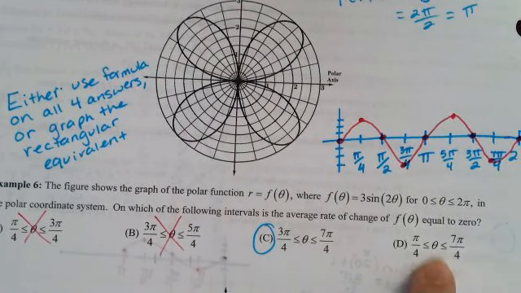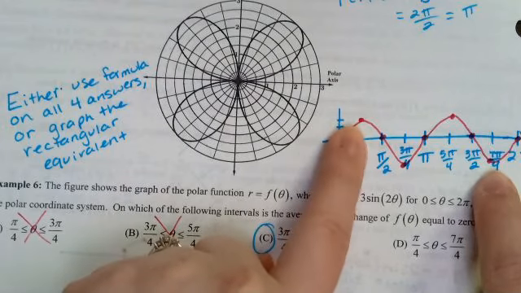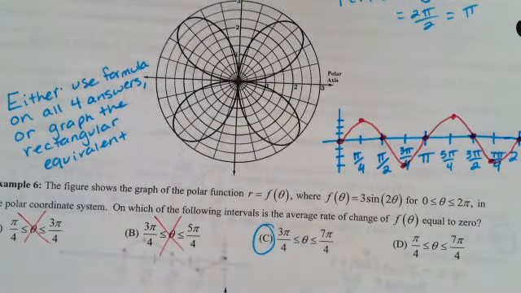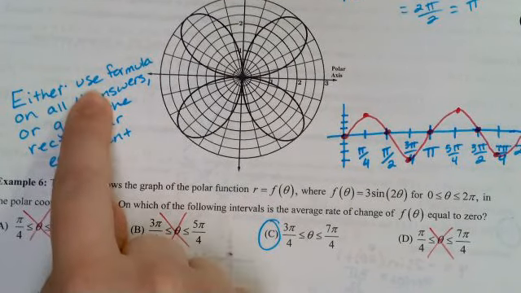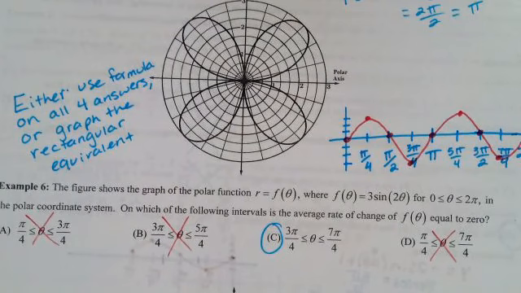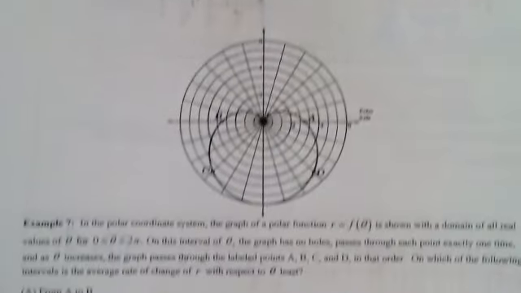On this next one, we have pi over 4 to 7 pi over 4. So pi over 4, 7 pi over 4, up high, down low. That's not it. Okay? For time's sake, I'm just going to say the other way you could do it is just use the formula, plug in f of a and f of b, and see which one came out as 0.